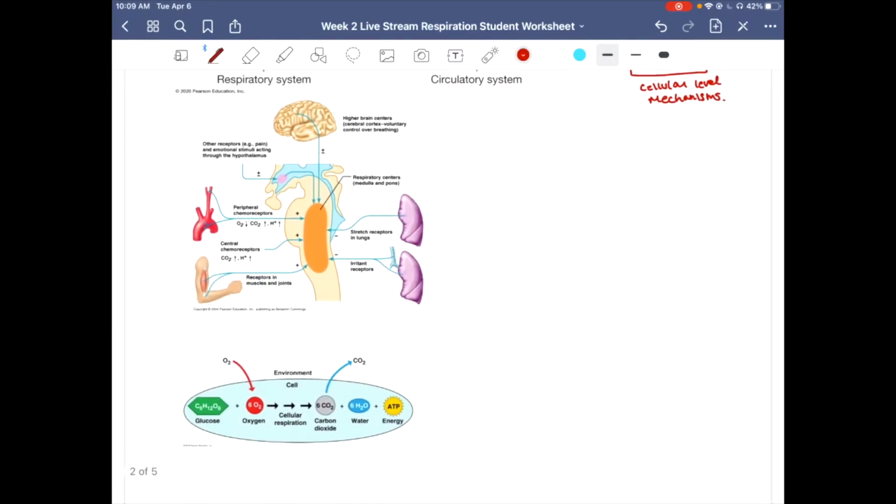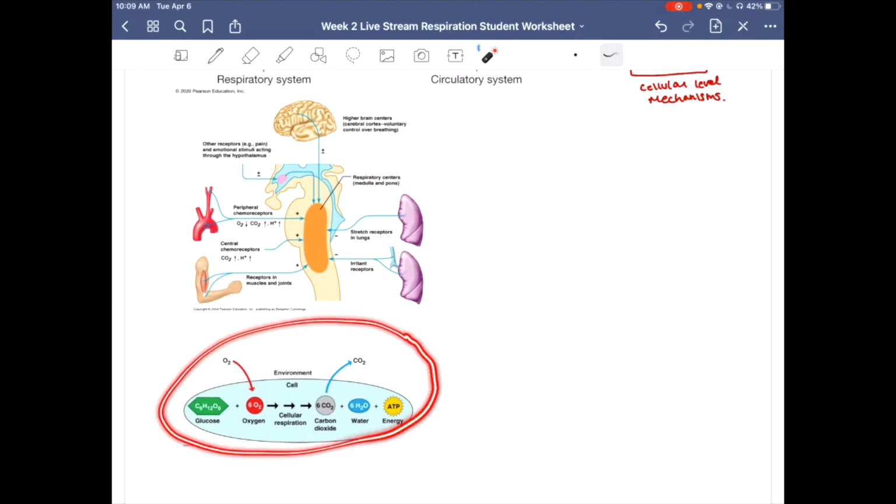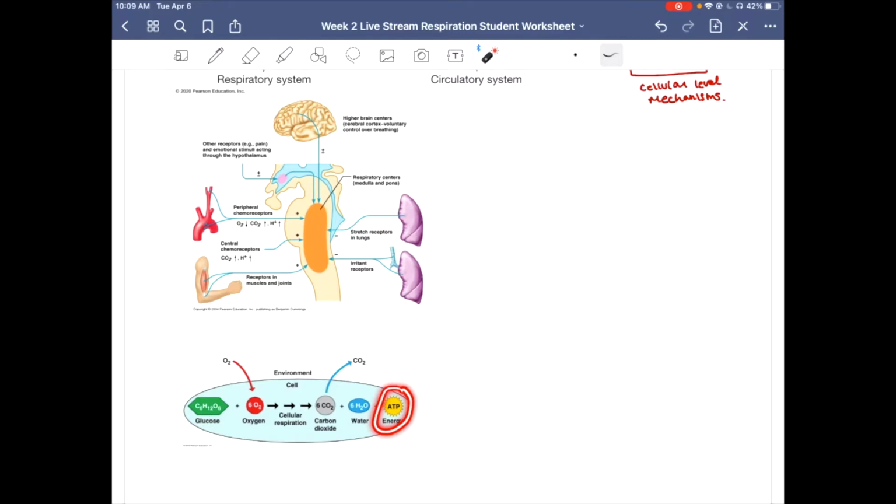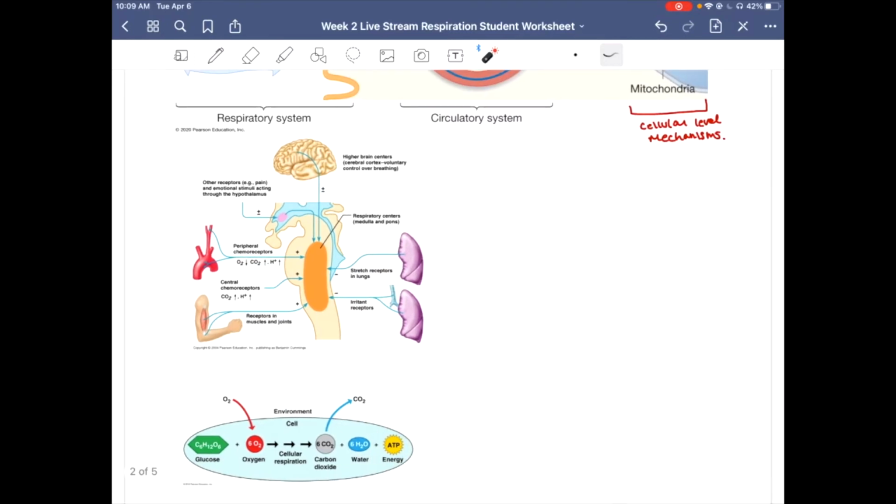And then that can also be shown in this image right here. So we're seeing how oxygen is brought in, and then we're using glucose and oxygen to get the ATP that we need. So this is what I was talking about with the mitochondria, the cellular level mechanism. So that's where oxygen is very, very useful.